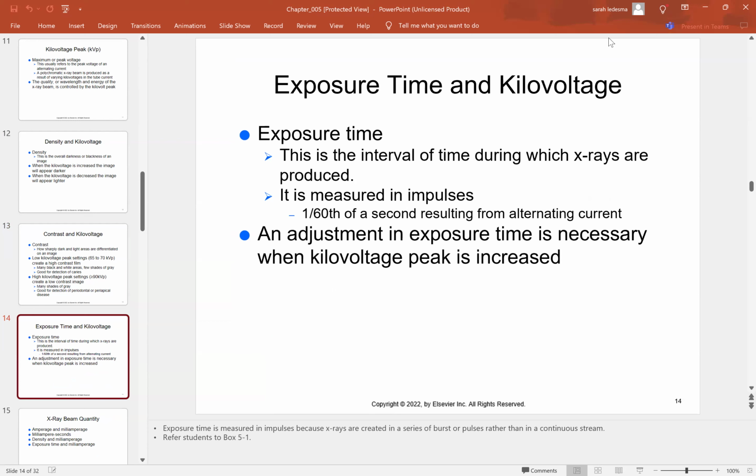Exposure time and kilovoltage. Exposure time is the interval of time during which X-rays are produced. It is measured in impulses, 1/60th of a second, resulting from alternating current. An adjustment in exposure time is necessary when kilovoltage peak is increased.